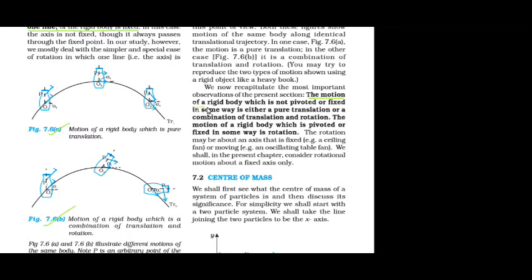The motion of a rigid body which is not pivoted or fixed in some way is either a pure translation, which is not fixed, might be a pure translation, or a combination of translational and rotation. The motion of a rigid body which is pivoted or fixed in some way is rotation.